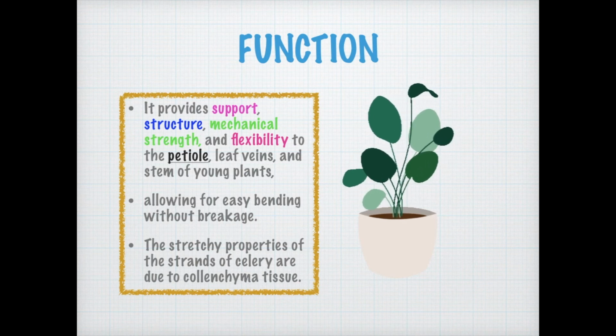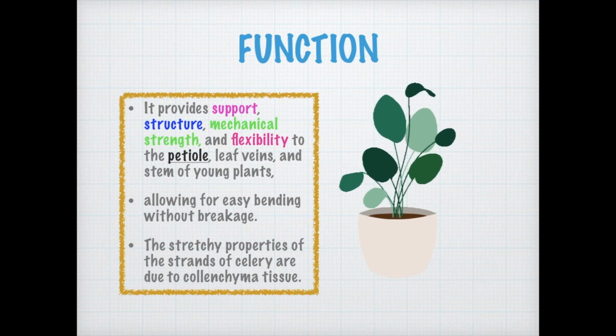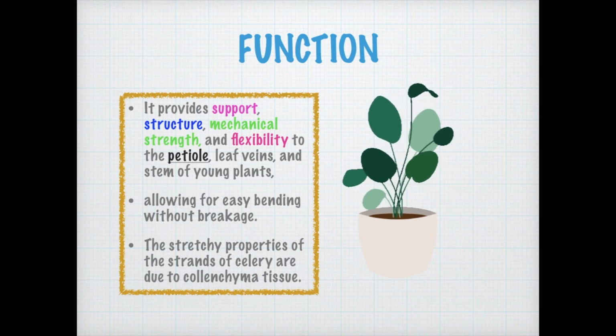Then there are the stretchy properties of the strands of celery. If you have had celery, you must have seen the strands. They come out of it very easily. Those are the greatest example of collenchyma tissue. So it is pretty easy to remember. This is what the collenchyma tissue was all about. Now let's talk about the cells. What are they like? Let's move on to the next part of this video.